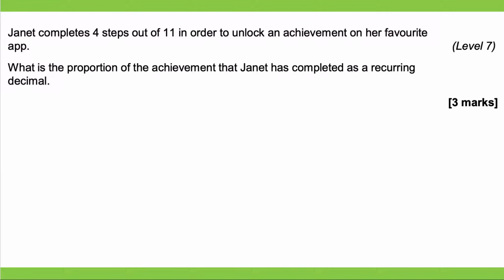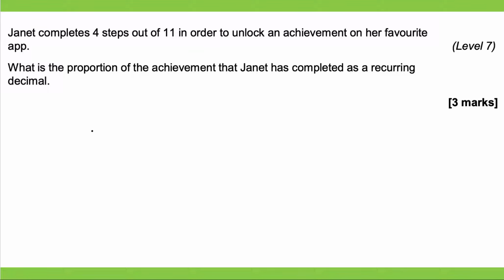Janet completes 4 steps out of 11 in order to unlock an achievement on her favorite app. What is the proportion of the achievement that Janet has completed as a recurring decimal? So she's completed 4 out of 11, and we need the proportion that she has completed as a recurring decimal.